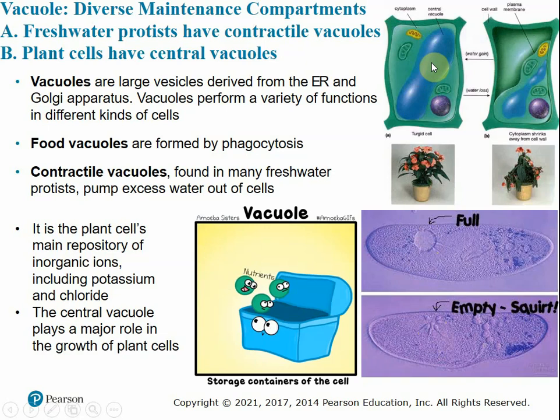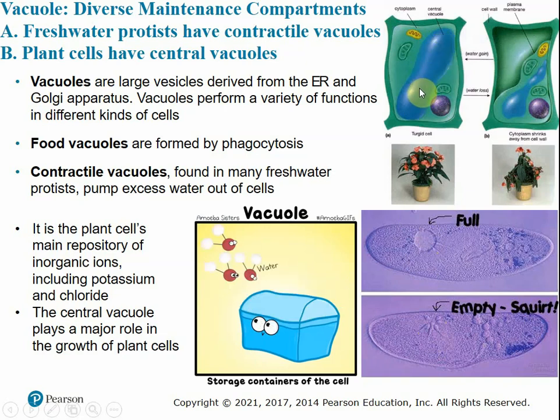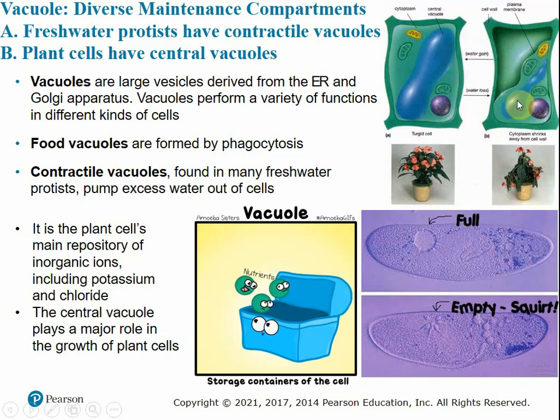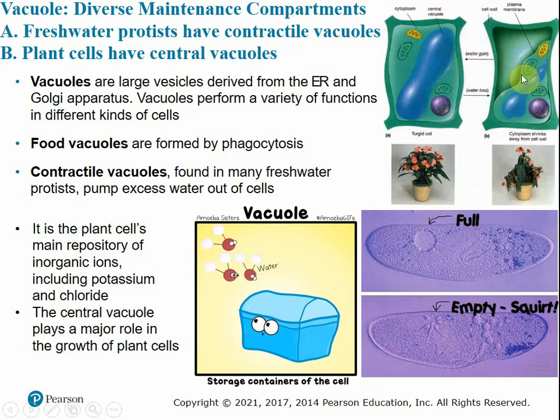Plants have large central vacuoles that have to do with the turgor pressure of the cell, or keeping the plant from essentially wilting. So here is a plant that has full central vacuoles, right? So when the central vacuole is depleted of water, doesn't have enough water, right, it shrinks the internal contents of the cell and causes the plant to wilt.